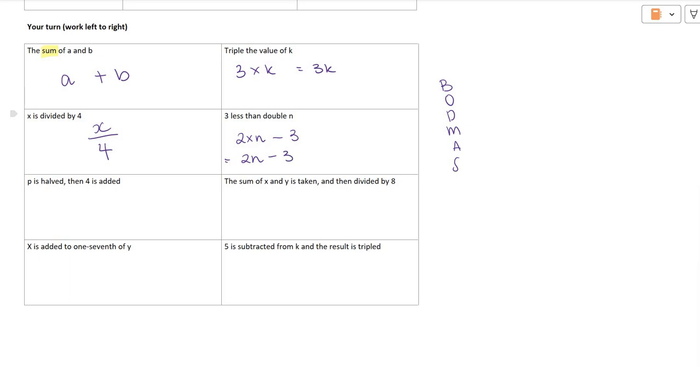For this fifth one here, we've got p is halved. We did that above, that's p over 2, and then we're going to add on 4. So the 4 gets added on outside of the fraction.